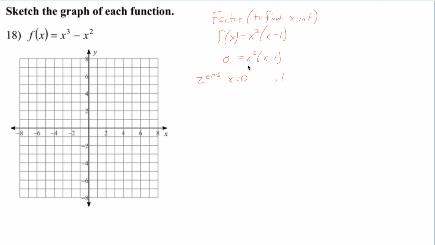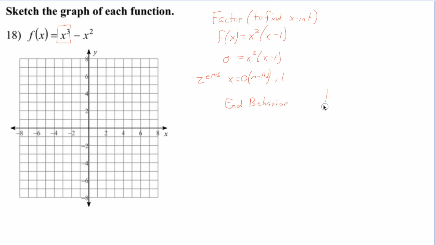Now, I left a space here because 0 is multiplicity 2 because it has a degree 2. So usually we just put multiplicity 2. And this means when it hits the 0, it's actually going to change direction. So we factor to find our zeros. We also look at our end behavior. You can even talk about end behavior first. End behavior, you look at the leading coefficient and its degree.